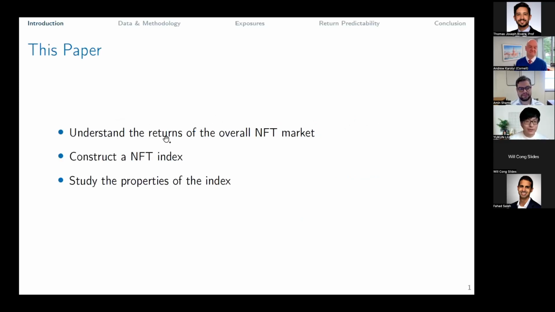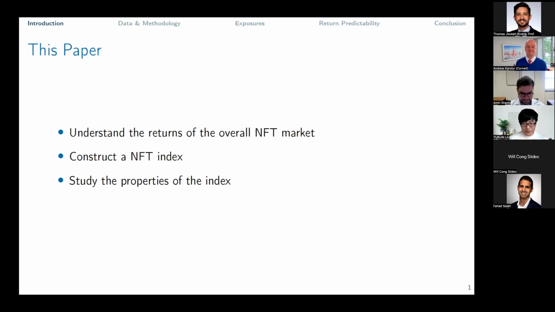So let me get into this. In this paper, we're going to understand the returns of the overall NFT market and the subcategories of the NFT market. We want to understand how the returns of the NFT market are related to the cryptocurrency market in general and the other asset markets, and what are the different properties perhaps about the NFT markets.